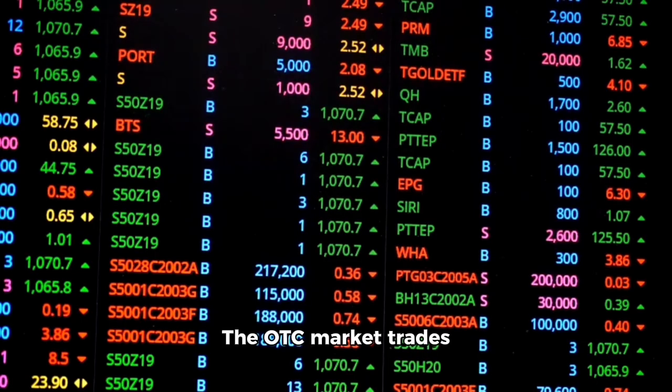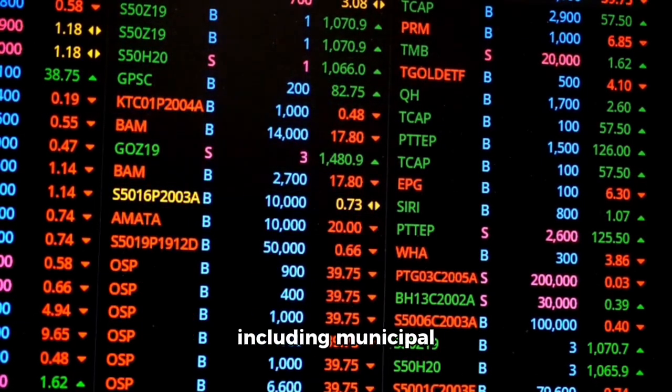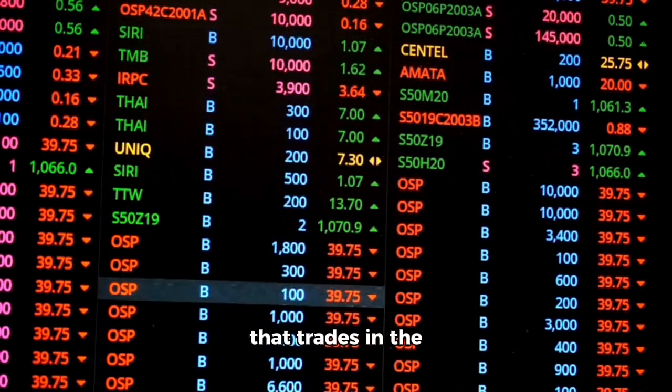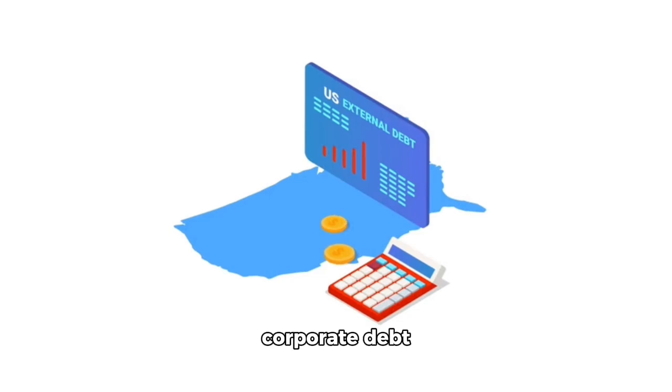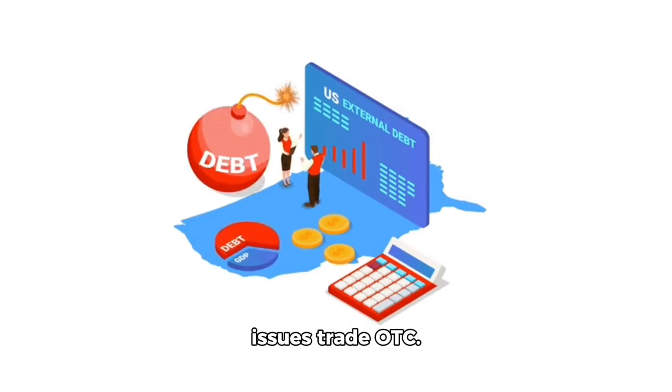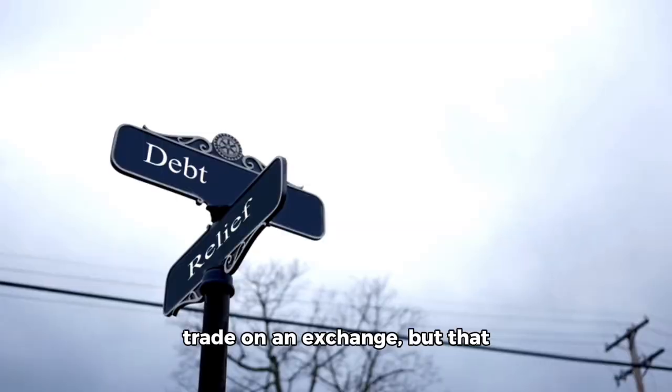The OTC market trades unlisted stocks, as well as most bonds, including municipal bonds and treasury debt that trades in the secondary markets. Take note, most corporate debt issues trade OTC. There are a small number of corporate debt issues that trade on an exchange, but that has not been a test topic.